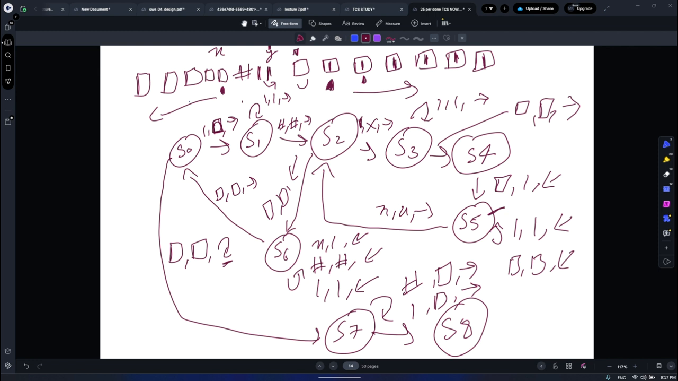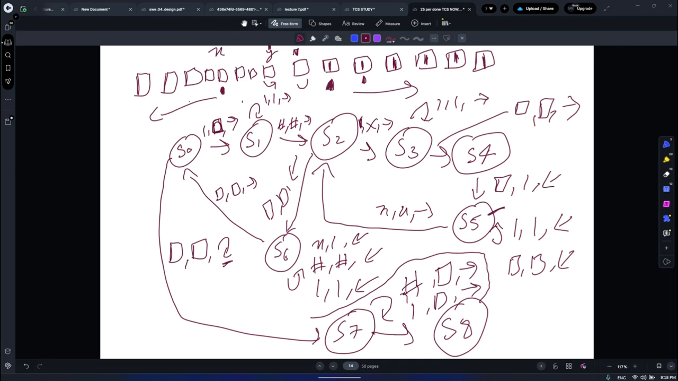And once you go there in S7, these are the rules for S7. If you read a hash, make it blank and keep going right. If you see a 1, make it blank, keep going right. So make this blank, make this blank, make this blank, keep going right. All of these ones that were here were also made blank.